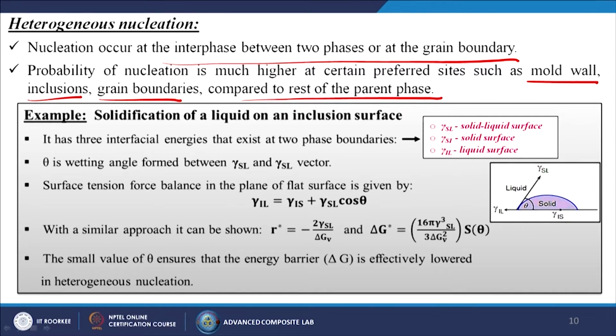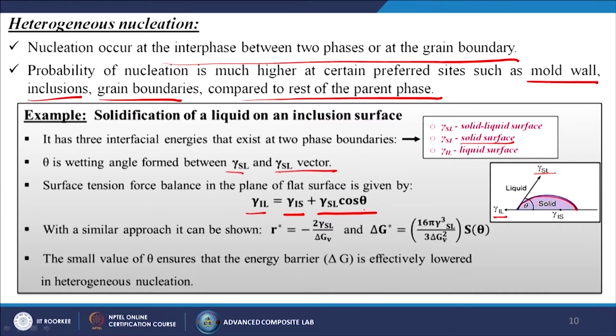Suppose we have the liquid and solid, and this surface is known as gamma IS, which is the inclusion solid surface, and gamma IL, which is the inclusion liquid surface, and gamma SL, which is the solid and liquid surface, is this one. So, now there are three interfacial energies that exist at the two phase boundaries. Theta is the wetting angle formed between the gamma SL and gamma IL vectors. Generally we determine it by contact angle measurement. The surface tension force balance in the plane of the flat surface is given by gamma IL is equal to gamma IS plus gamma SL cos theta.